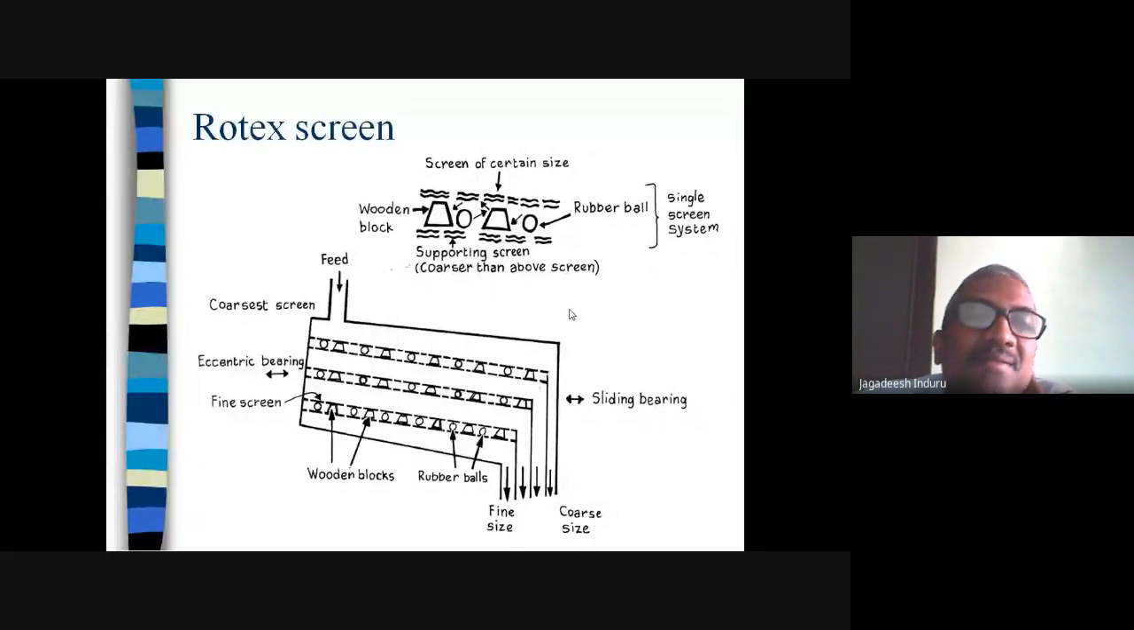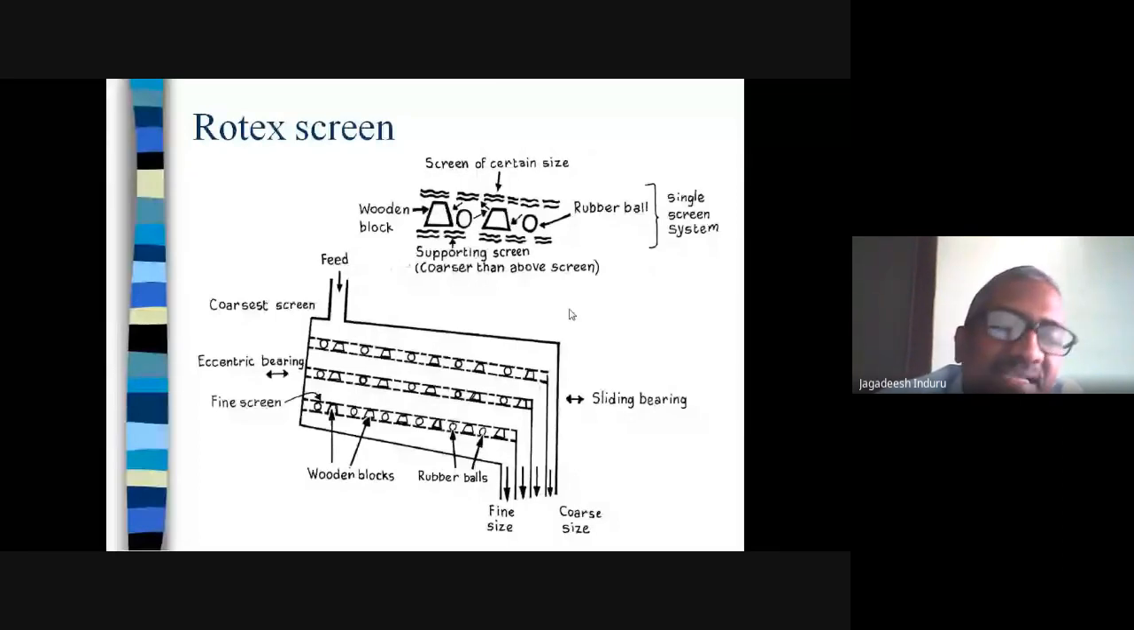In GPAT, you will be asked about an additional feature in the Rotex screen. You will have options like supporting screen, wooden ball, rubber ball, wooden block, and all of the above. All of the above will be present. Sometimes it will not be that easy. Sometimes you will be asked what type of screening equipment. If we have the option of wooden block and the rubber ball, then you need to rightly read it as the Rotex screen.